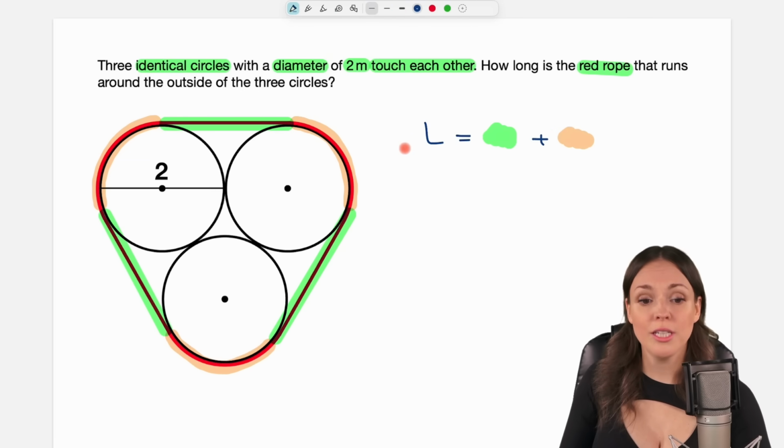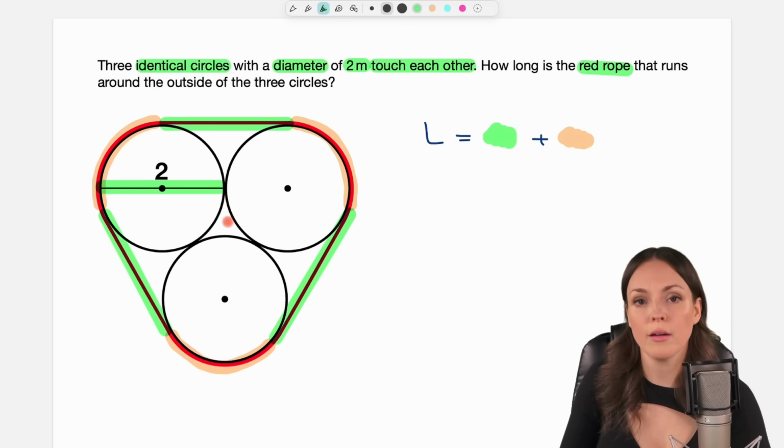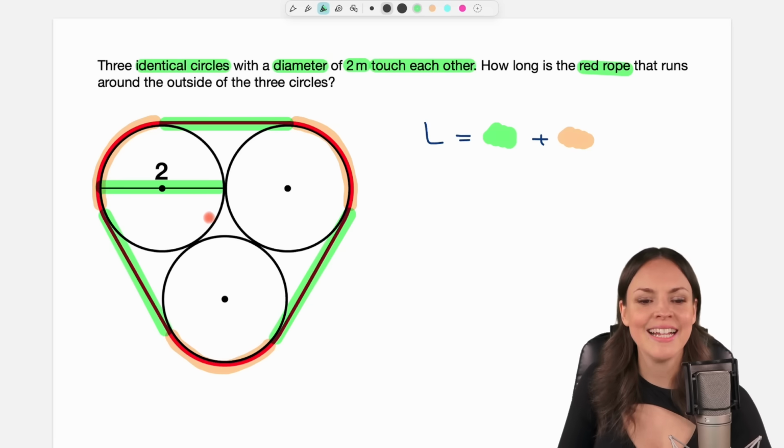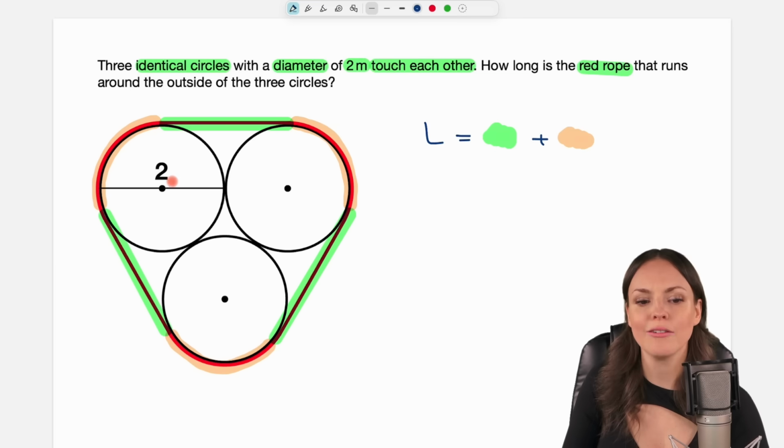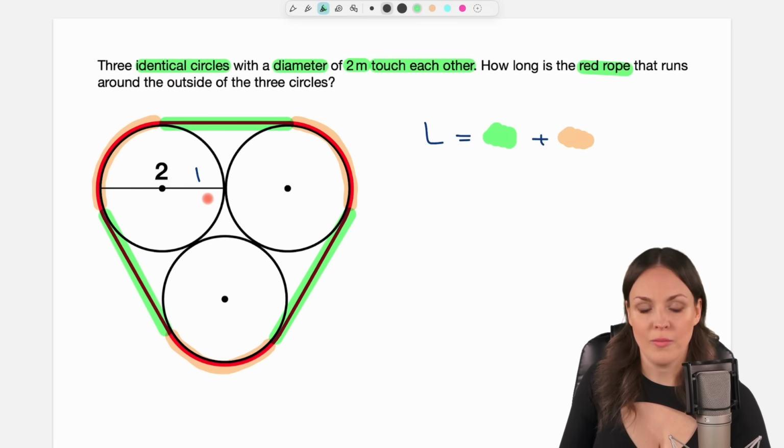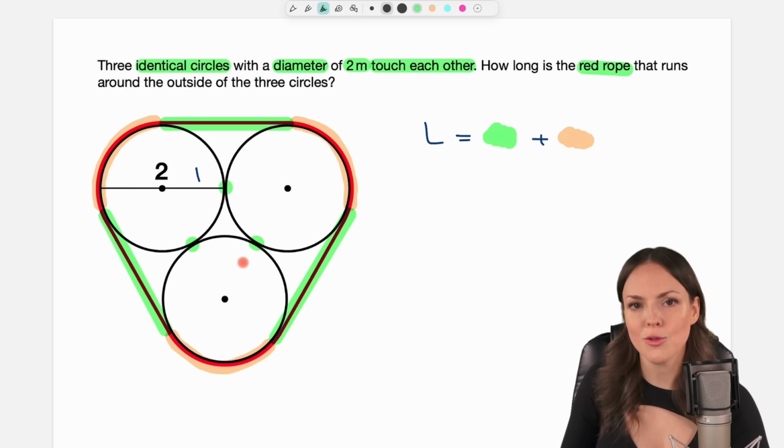Okay, what do we know here? We know the diameter of our circles, and then we also know the radius of our circles. So if the diameter is 2, half of it is 1, which is the radius of our circle. Okay, then usually these touching points are really important to solve problems like this.